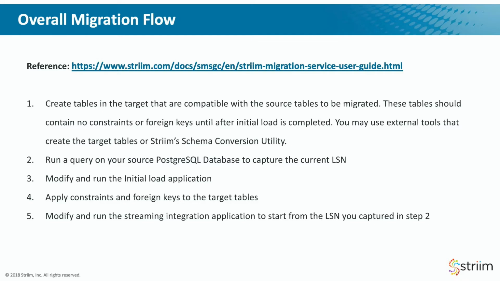Today we'll show how to do it using Striim's schema conversion utility, but you can also use tools such as pg_dump and restore. Just make sure that before you execute the initial load, foreign key constraints are turned off on your target database. Striim's schema conversion utility does it for you, but if you use external tools, just make sure to do that. Unlike CDC applications, which propagate events in the order that they occur on the source, with initial load applications, there's no way to enforce foreign key constraints.